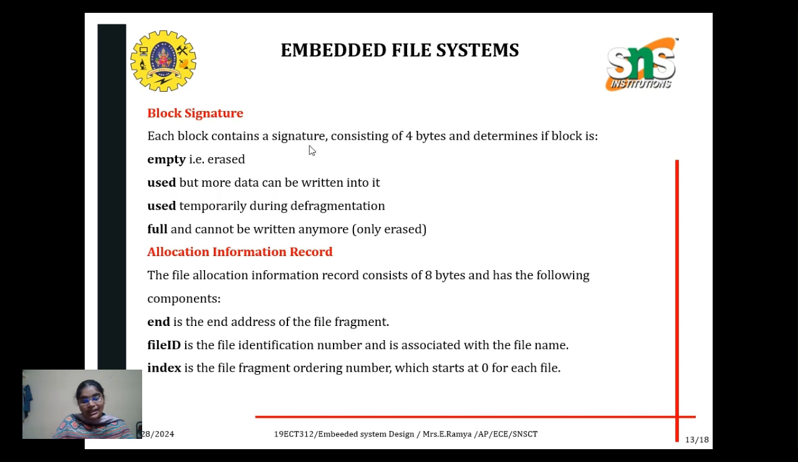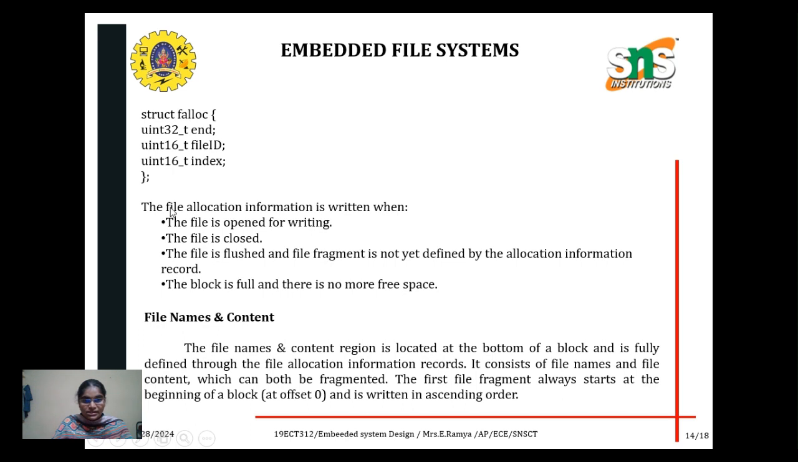Each block contains a signature consisting of 4 bytes of information, which determines if the block is empty or erased, or used but more data can be written into it. Okay, allocation information record. It has three different variables: file ID and index. In this program we can explain embedded file system very clearly.